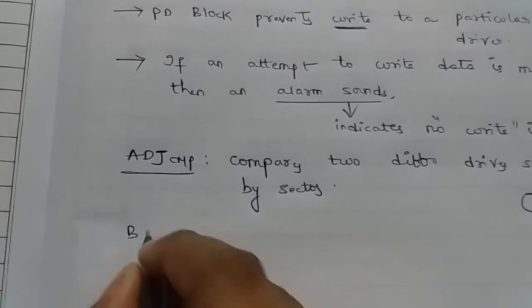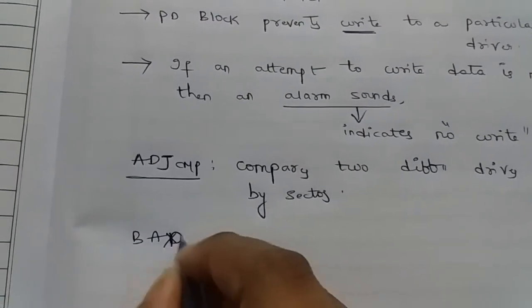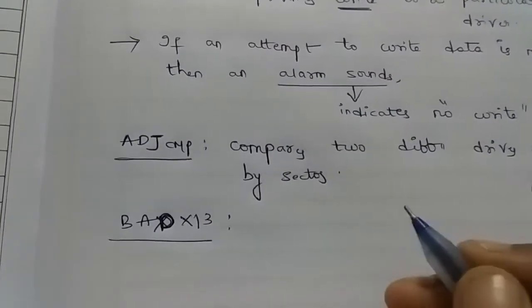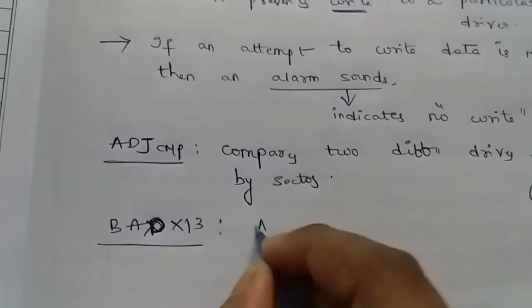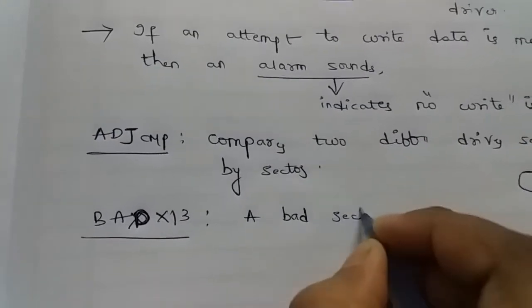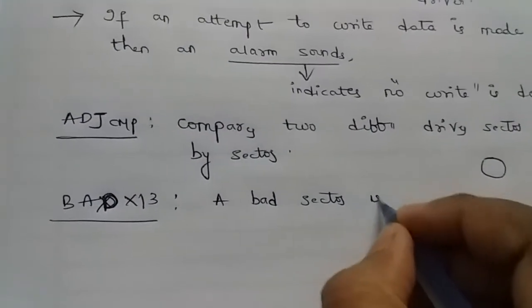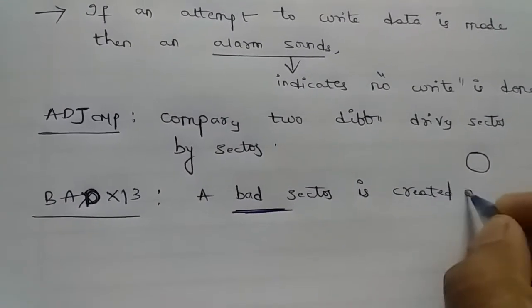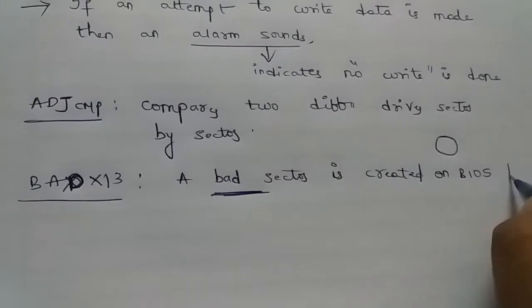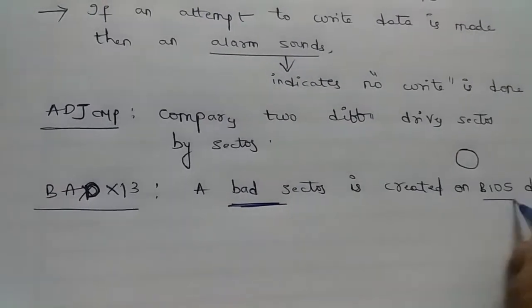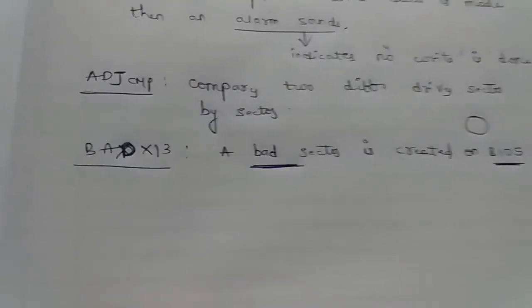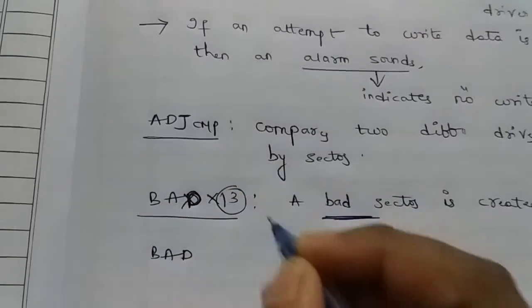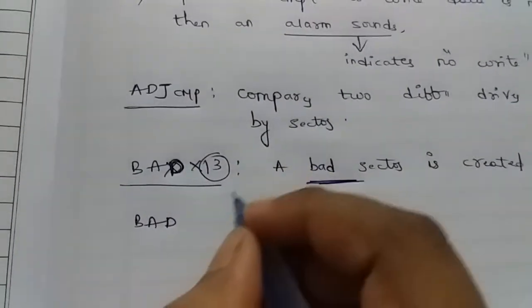And the second one, BADX13. It is a bad sector. A bad sector is created on the BIOS drive. BIOS drive we already discussed in a previous topic. What is meant by X13? It is interrupt 13.